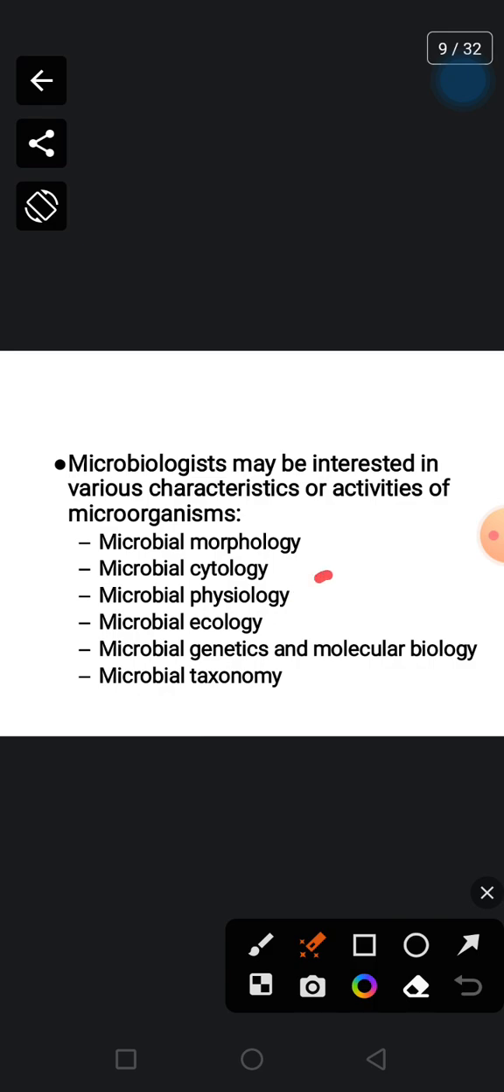We also study physiology, that is how they enter into the living organism and how they undergo their life cycle. Then we study ecology, that is how they impact and affect the environment. Then we study microbial genetics, in which we study the type of genetic material present in these microorganisms. We see molecular biology, in which we see what types of molecules are present in them. Then we see microbial taxonomy. In this, we divide the bacteria into their class, subclass, and kingdom, and so on.